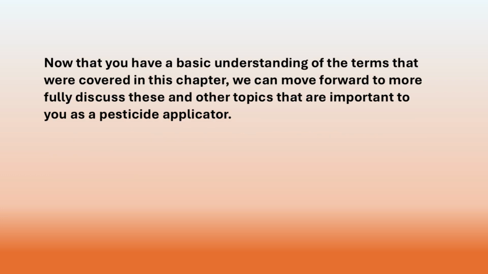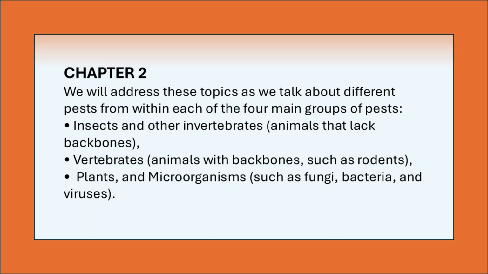Now that you have a basic understanding of the terms that were covered in this chapter, we can move forward to more fully discuss these and other topics that are important to you as a pesticide applicator. We will address these topics as we talk about different pests from within each of the four main groups of pests: insects and other invertebrates, animals that lack backbones; vertebrates, animals with backbones such as rodents; plants; and microorganisms such as fungi, bacteria, and viruses.